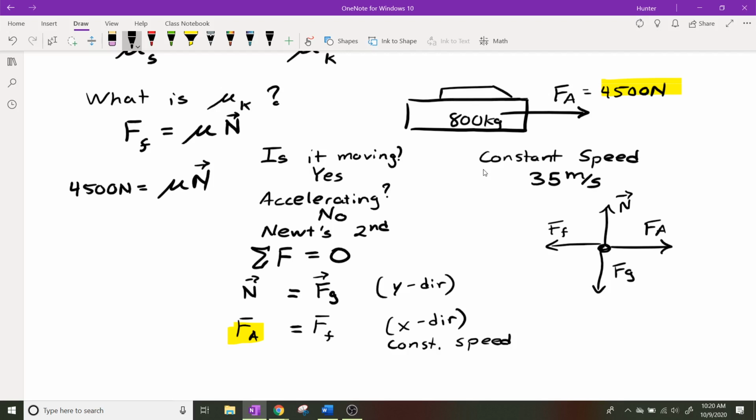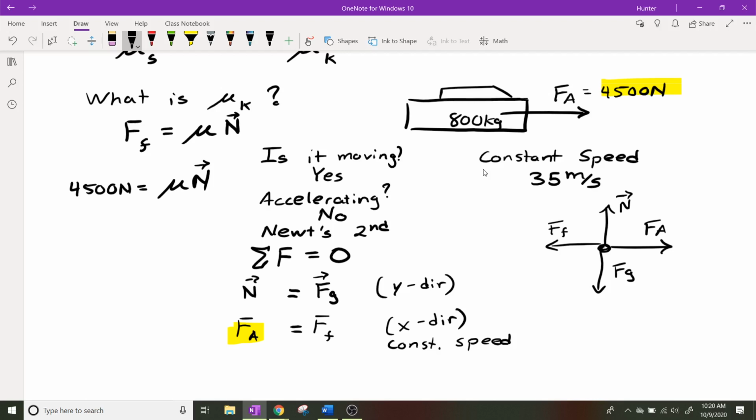Well, we still have a problem. There's still two things that I don't know, and if there's two things that I don't know, I can't solve. You are close. We do know that the normal force is going to be equal to the force of gravity, but the force of gravity is not 9.8. It's going to be 9.8 times 800.